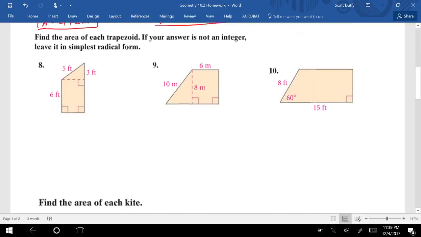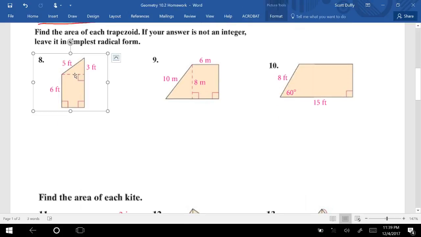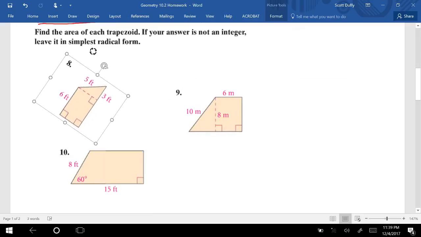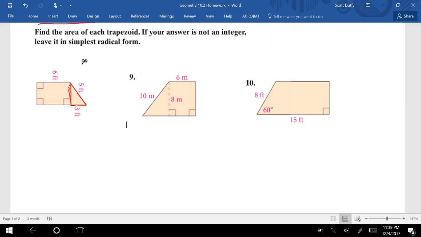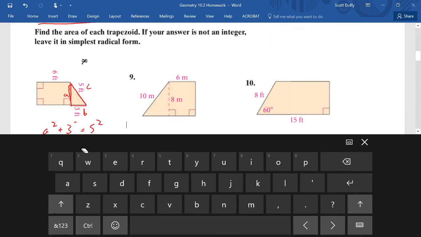Alright, so find the area of the trapezoid. Now this is a little bit weird because they didn't give us everything we need to know. So I'm going to turn this like I do so that the height is vertical. Now we don't know the height for this one, but we know that this is a right triangle. And we have 3 and 5. So this would be our C, this would be our B, and we don't know A. So I'm going to say A squared plus B, which is 3 squared, equals C squared, which is 5 squared. Solve for A. Suppose I can show you guys the whole steps.